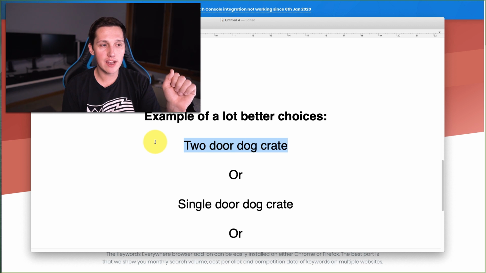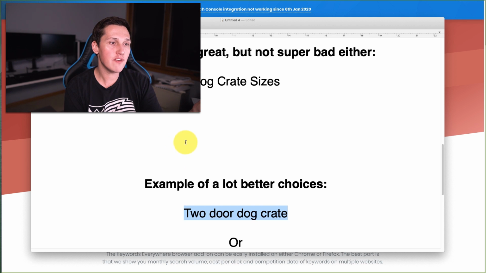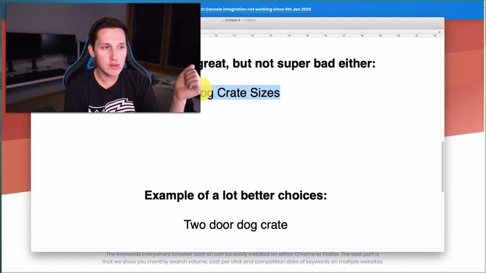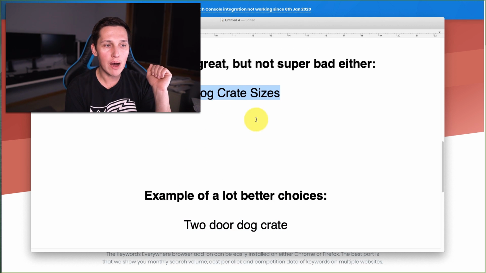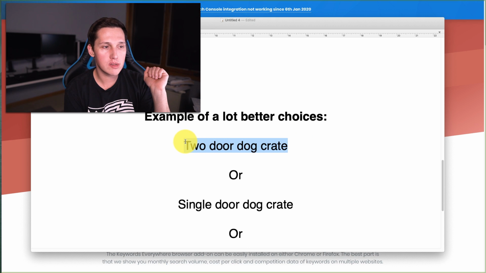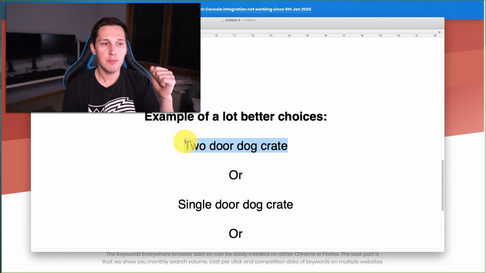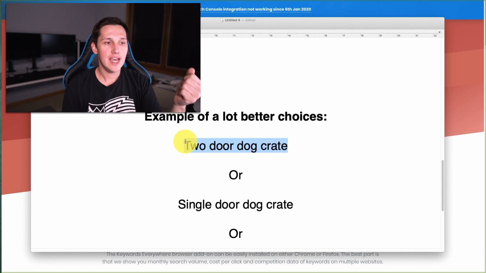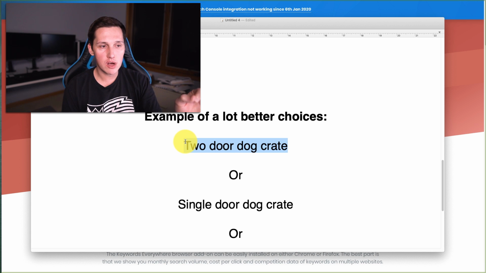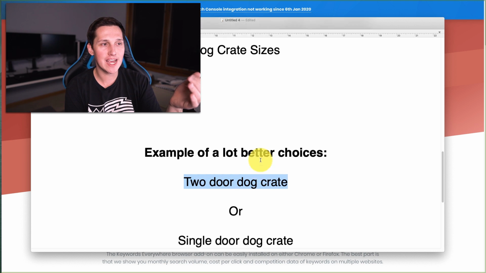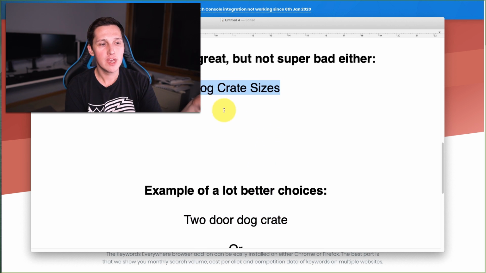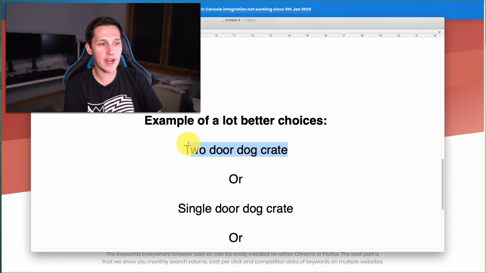And 100 people, like let's say for example that there was 1,000 people searching dog crate sizes, I would probably rather go after these keywords where it's two-door dog crate and only 100 people searching it, because if I can rank in the top 3 for that, and I can capture that traffic, those 100 people are probably ready to buy. They're probably a lot further along on their research journey than say someone who's over here. So this is very specific, right?